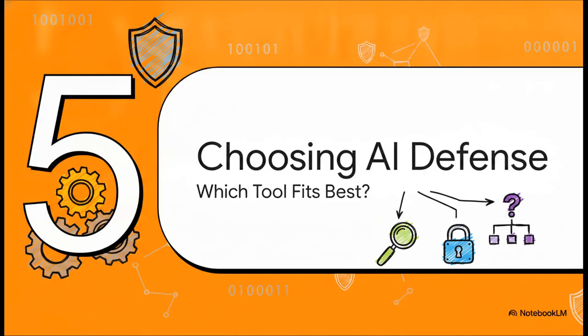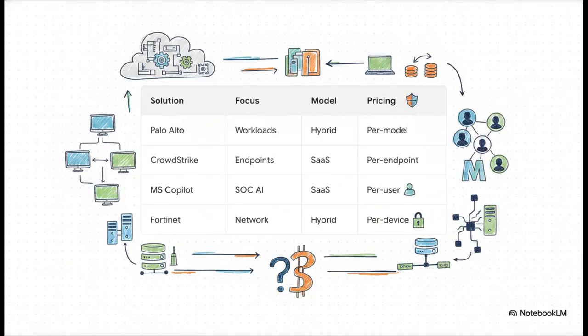Finally, we arrive at Section 5, choosing your AI defense. Which tool actually fits best? When you put these 4 solutions side by side, the thing you really want to pay special attention to is how they charge and deploy. Palo Alto charges per protected model, making it highly specific to your ML assets. CrowdStrike charges per endpoint. Microsoft operates on a per-user basis within its SaaS ecosystem. Ultimately, your existing infrastructure and your budget model are going to heavily dictate which path you choose.